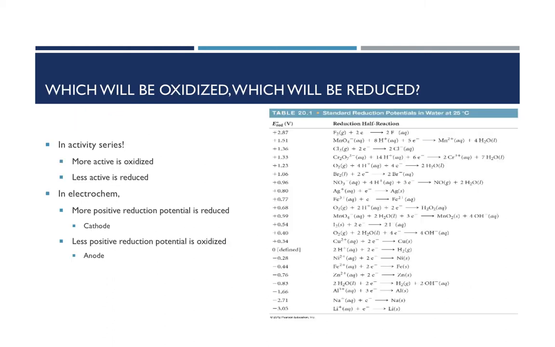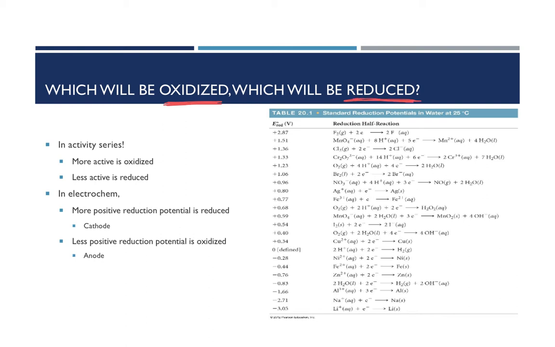All right. So in our previous example, we figured out what was being oxidized and what was being reduced by looking at the picture and seeing how it was diagrammed. But of course, in real life, we don't typically have that. So how do we know what's going to be oxidized and what's going to be reduced?